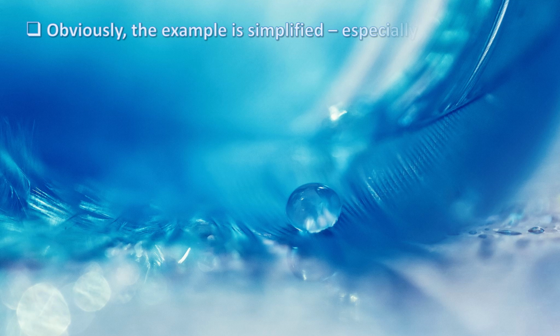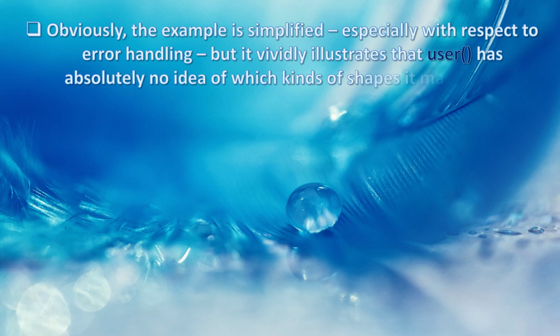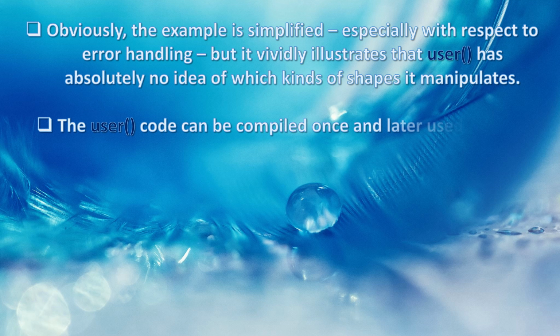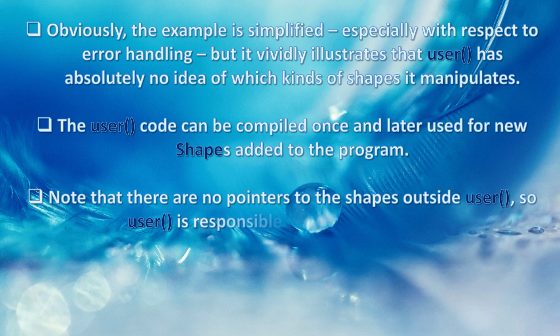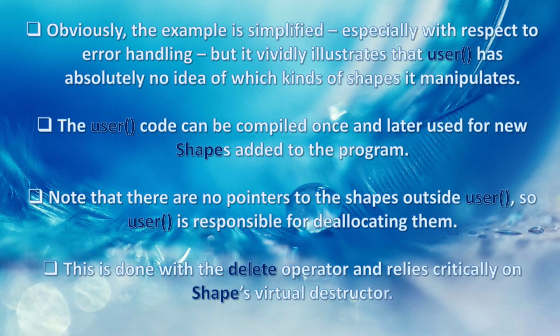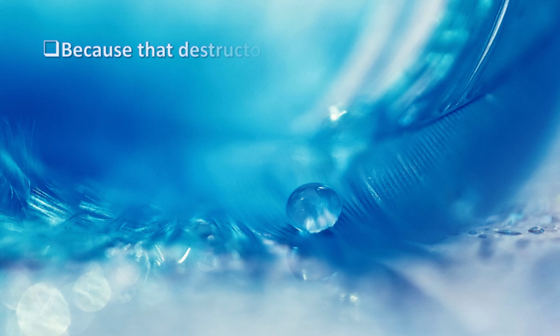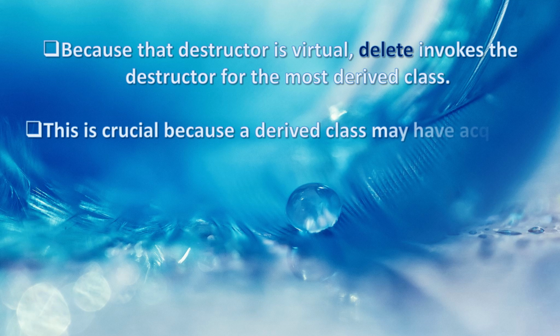Obviously, the example is simplified, especially with respect to error handling, but it vividly illustrates that user() has absolutely no idea of which kinds of shapes it manipulates. The user code can be compiled once and later used for new shapes added to the program. Note that there are no pointers to the shapes outside user(), so user() is responsible for deallocating them. This is done with the delete operator and relies critically on Shape's virtual destructor. Because that destructor is virtual, delete invokes the destructor for the most derived class.